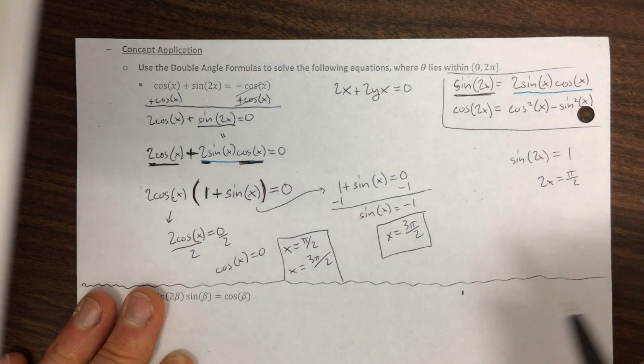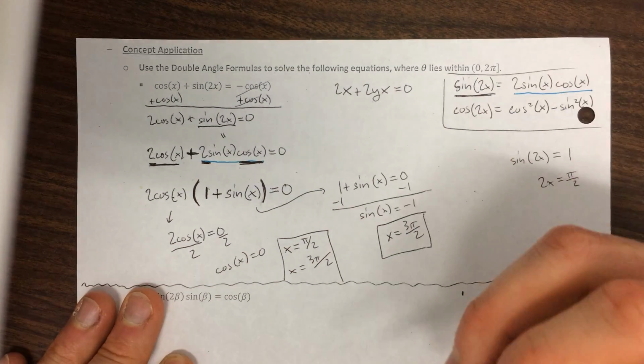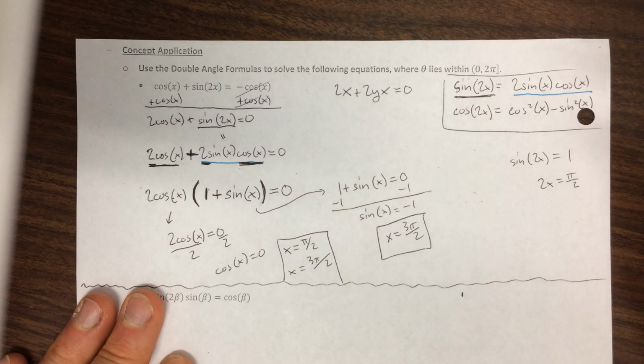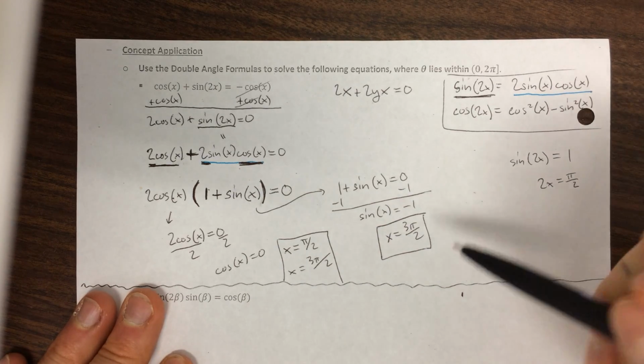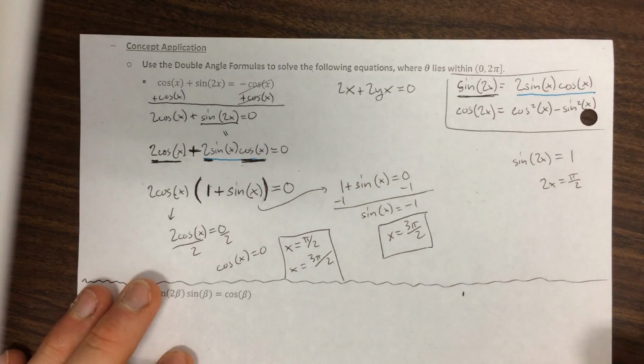Now, one little tidbit here: because you have 3 pi over 2 here and there, you only need one of them. So if it were to come up on an assessment or a challenge exam, how many solutions does this equation have? It only has 2. You don't need to repeat this solution twice.